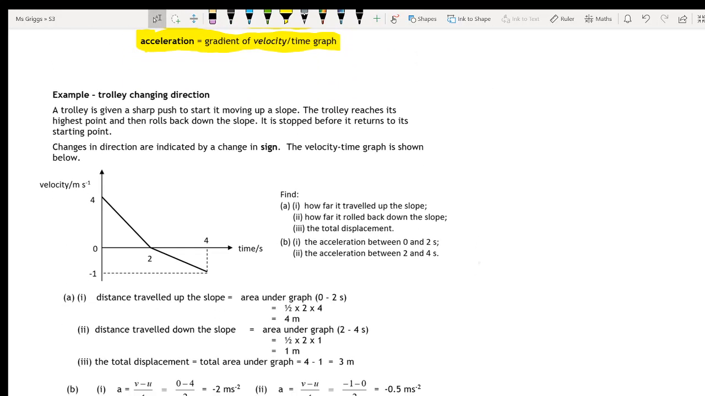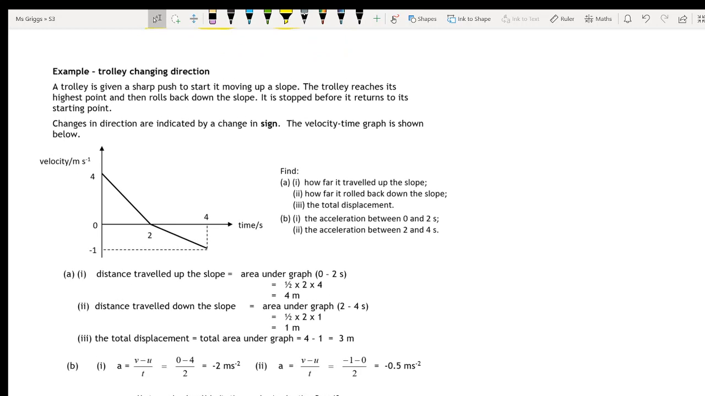So this example is if you think about a trolley going up a ramp. So you push it up a ramp, it starts off fast because you've pushed it, and as it goes up the ramp, it slows down. Then it reaches its highest point, and it just instantaneously stops. Then it starts to roll back down on itself. So you've got a trolley, you push it, and it goes in that direction quickly, but it slows down until eventually it comes to a stop briefly, and then it starts rolling back down again, and it starts increasing its speed back down the way.